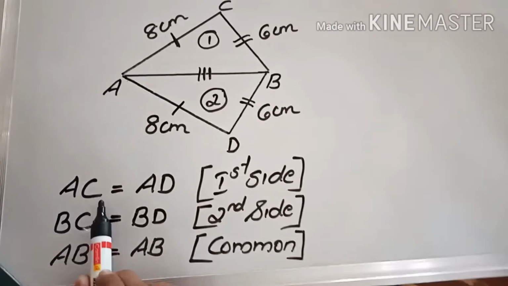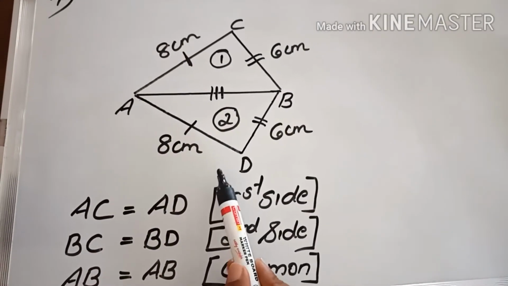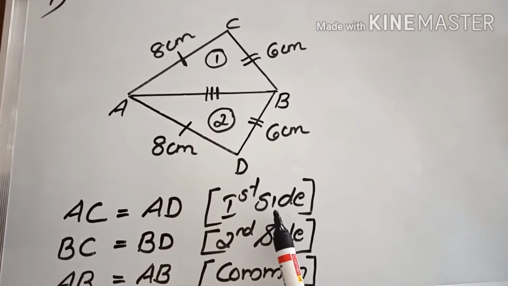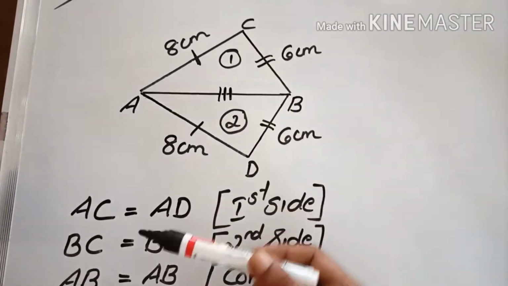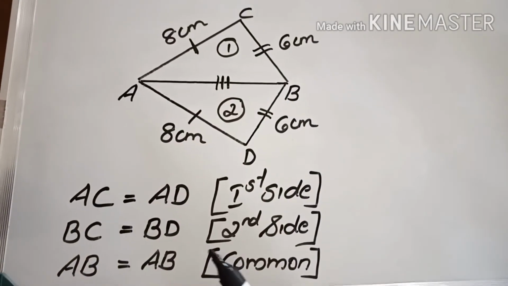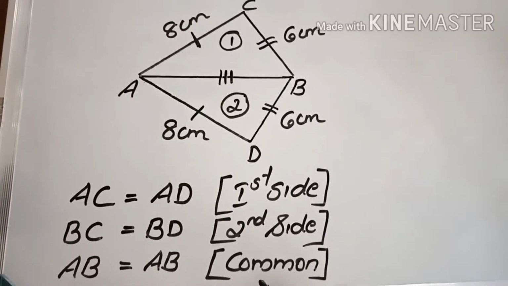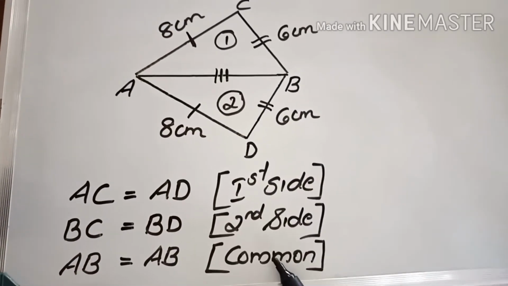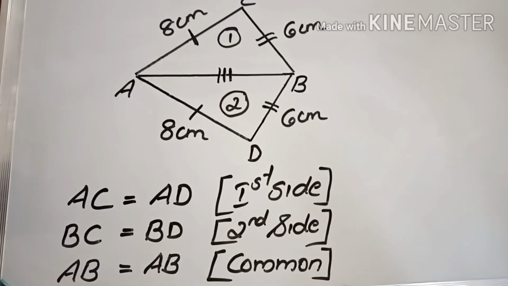The answer we can write like this. First, AC of the first triangle is equal to AD of the second triangle, the first side. Next, BC of the first triangle is equal to BD of the second triangle. Now AB equal to AB, that means AB is common to both the triangles. So if these three sides are equal, their angles will also be equal.